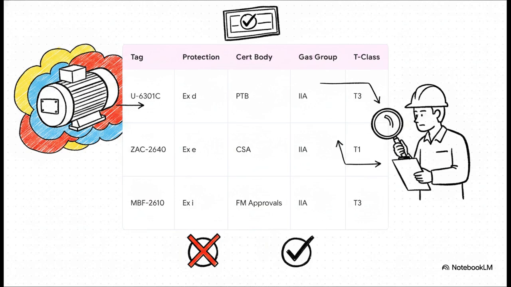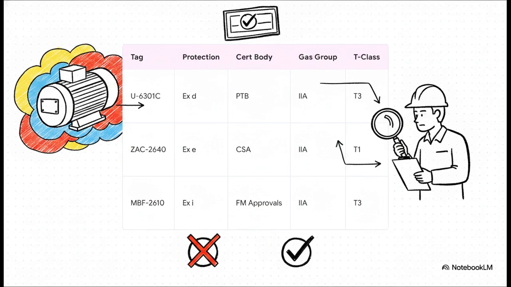It tracks all the critical data: the equipment tag, its ingress protection or IP rating, the specific explosion protection type, like Ex d for flameproof or Ex e for increased safety. It even lists the independent certifying body like PTB, CSA, or FM approvals, along with the required gas group and temperature class.